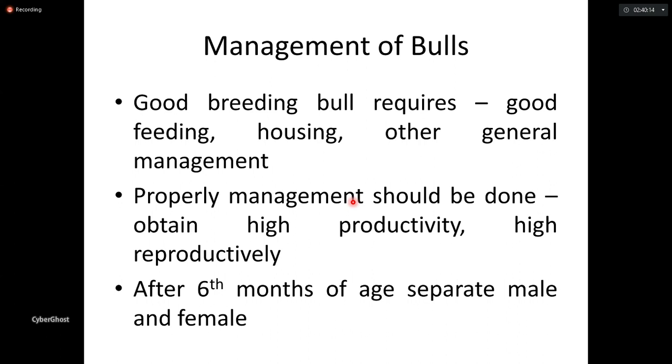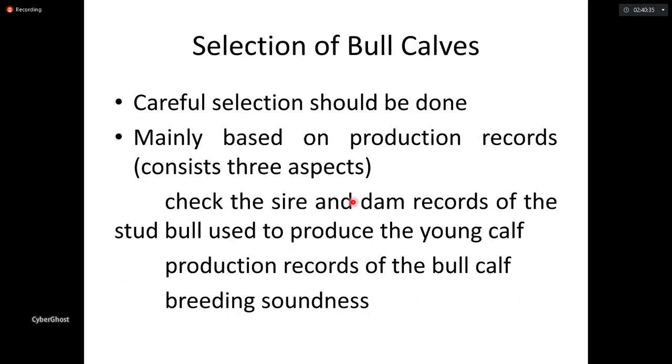But at the initial stage, maybe up to 6 months of age, they are usually kept together with the female animals. After 6 months, because they become sexually mature after that time period, they are separated, for the betterment of these animals.